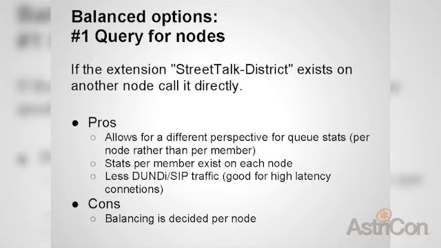Number one, query for nodes. If the extension Street Talk District exists on another node, we'll call it directly, and that's what I was just talking about. We advertise that as an extension, and we expect it to work. The pros: it allows for a completely different perspective on how queue stats are done per node rather than per member initially on the origination node. Stats per member can be collected from each individual node if it has members that belong to those queues. There's also a lot less DUNDi and SIP traffic. It's only checking for one extension, not individual extensions, which can get pretty heavy when you have 200 queue members.